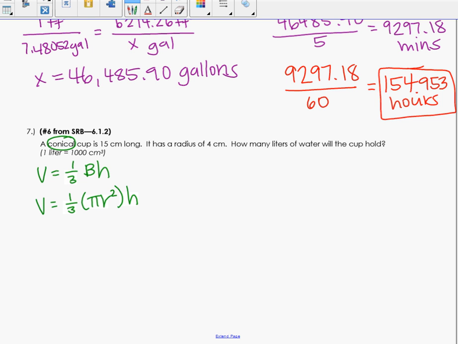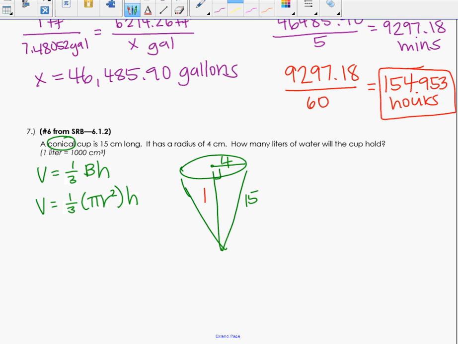So it gives us the radius, but it says it's 15 centimeters long. So when you're thinking about this shape, what that really means is this is 4 centimeters. If you drop down the center, the cup is 15 centimeters long right there. So we're going to do the Pythagorean theorem, and then we can actually go through and figure out the height right here. So we can do 4 squared plus h squared equals 15 squared.